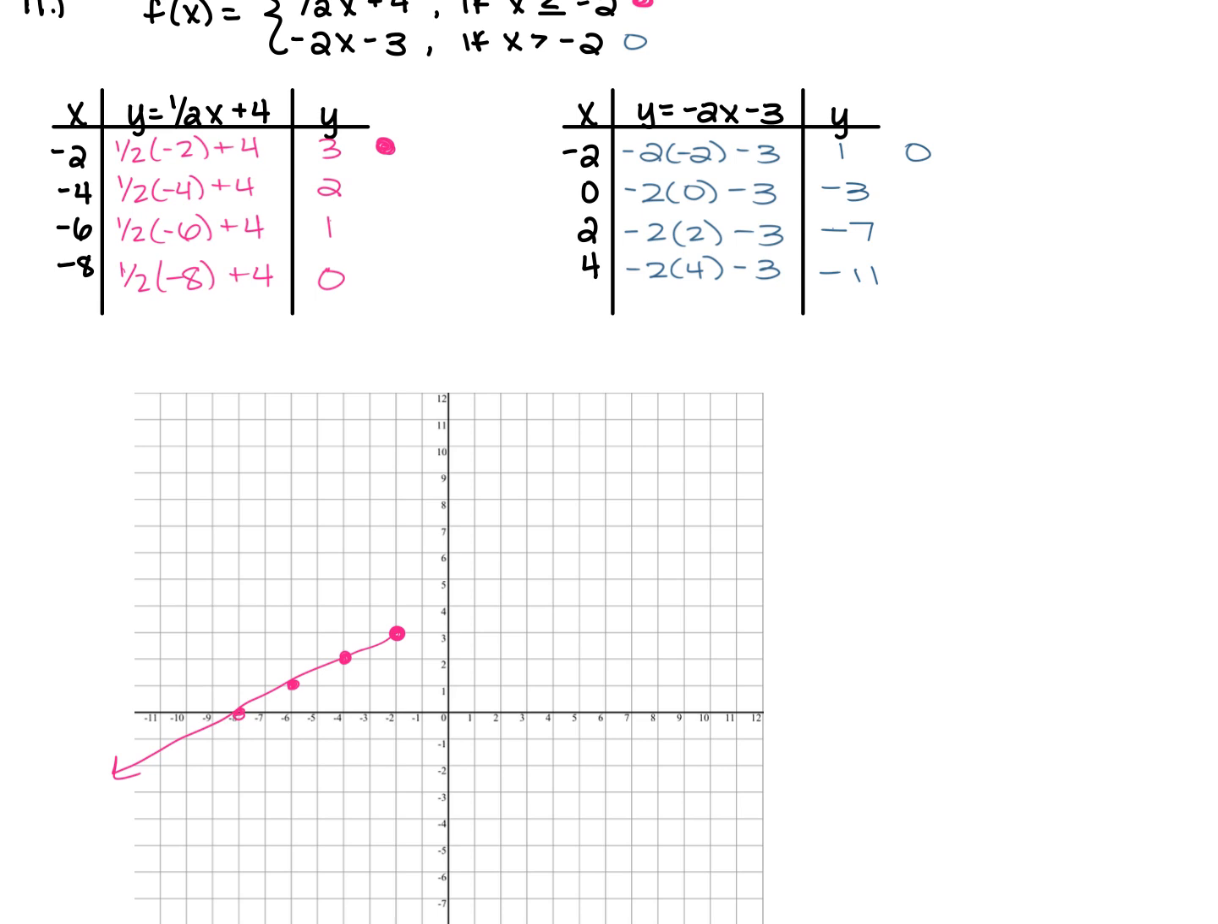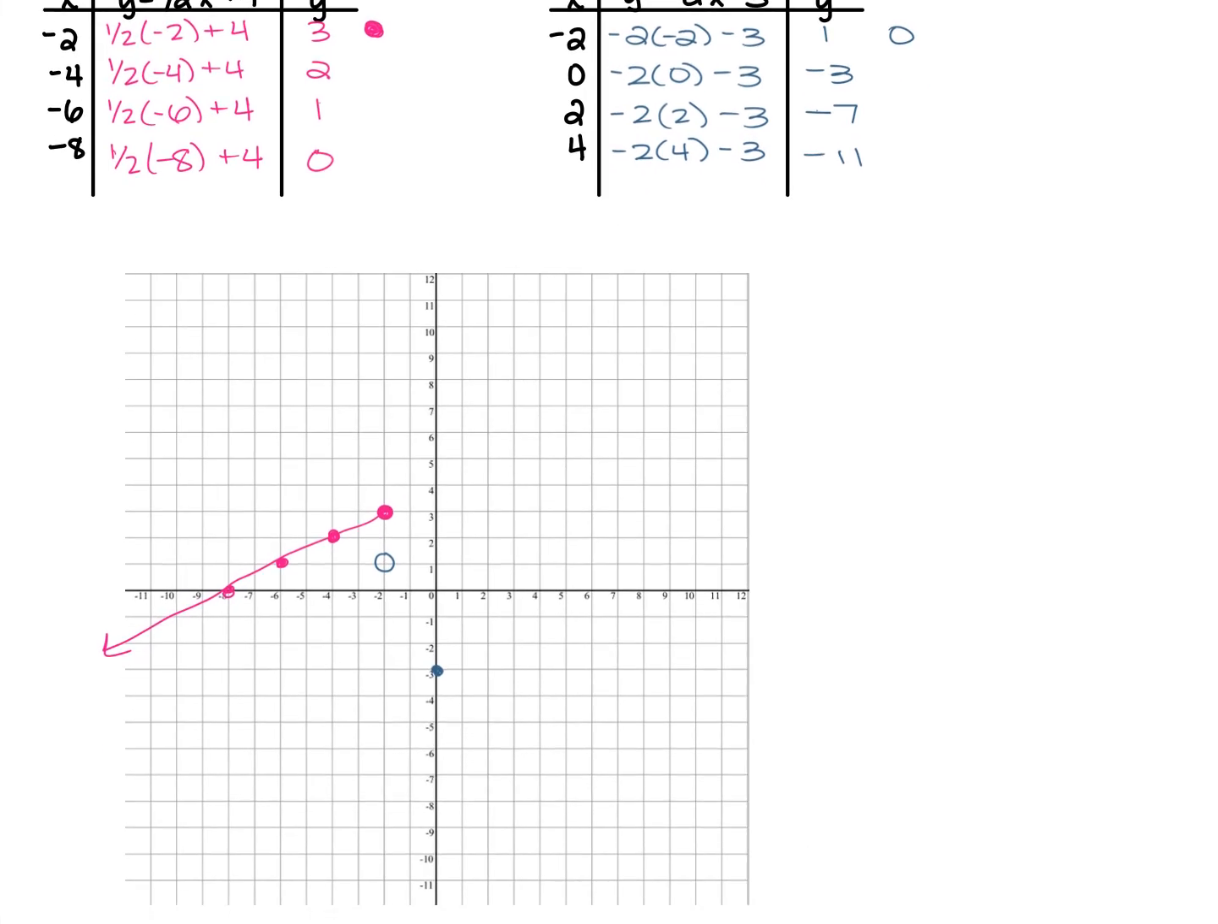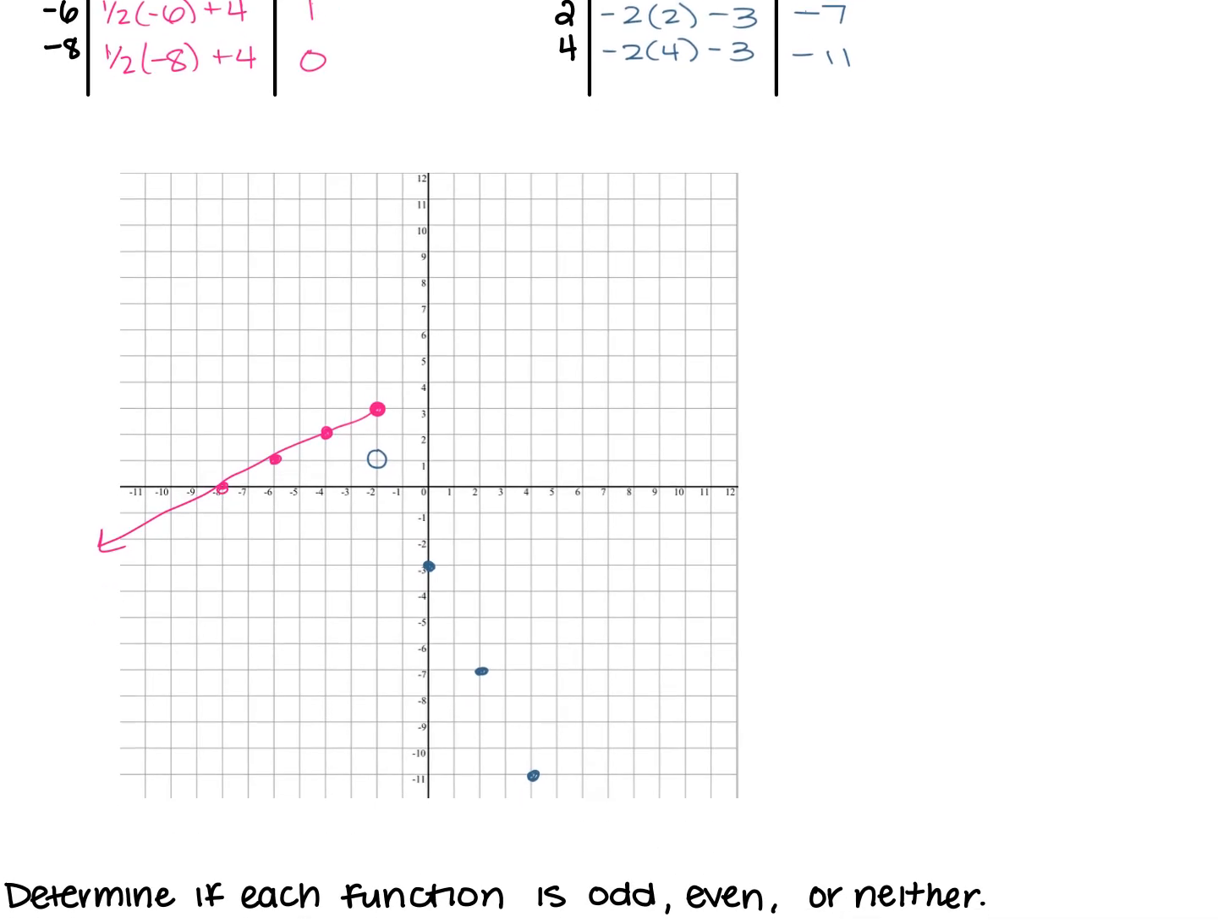So at negative 2, 1, we're going to have an open circle. Then we have 0, negative 3, 2, negative 7, and 4, negative 11. So we draw the line through those.